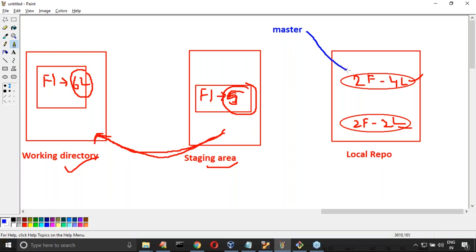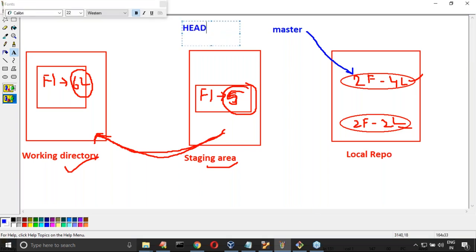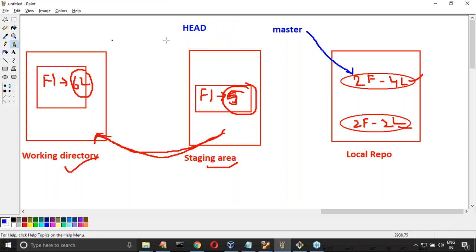Anyway, in the branching concept I will explain. The most recent commit is referenced by master, and master is referenced by one more thing, HEAD. HEAD is a reference to master. It is a symbolic reference, a reference to another reference. So HEAD refers to master, and master refers to the last commit. So indirectly HEAD also refers to the last commit only. Any doubt? Please confirm.